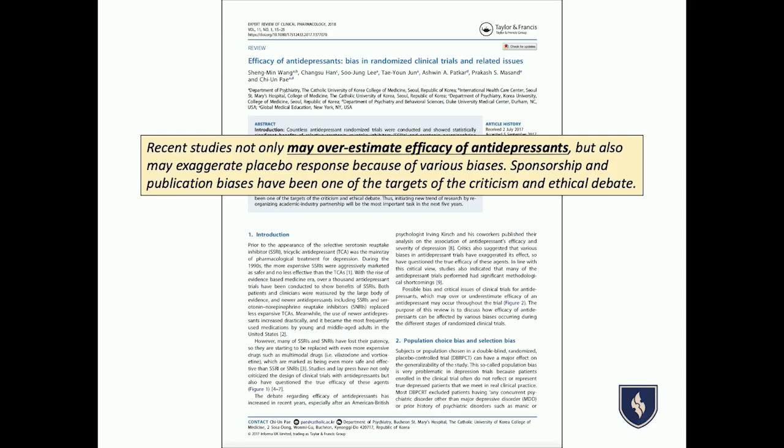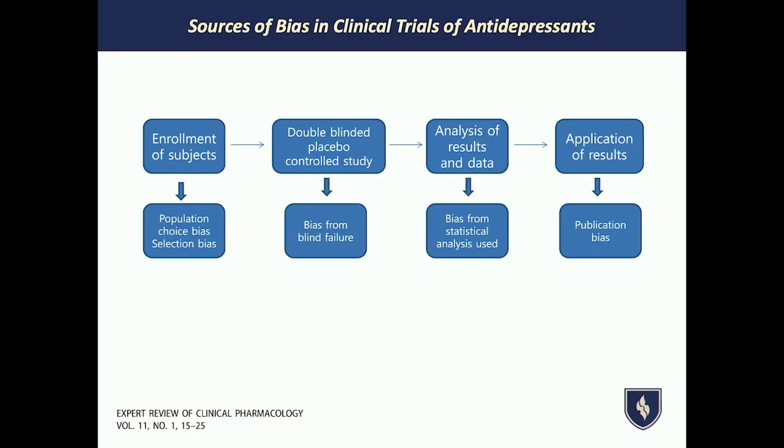Okay. Now, this was a paper that was published in 2018, and it went through all the different major studies published in the field of antidepressants. And they go on to say that recent studies not only may overestimate the effect of antidepressants, but also may exaggerate placebo response because of various biases. Sponsorship and publication biases have been one of the targets of criticism in the ethical debate. And they go on to say in this paper, which you should definitely read, the various biases they have.